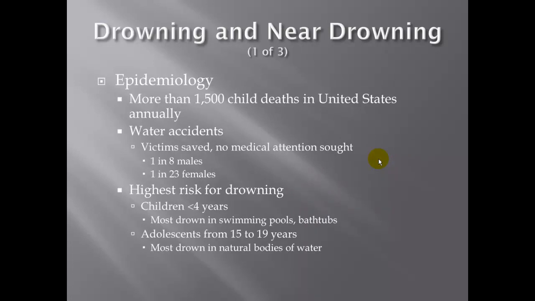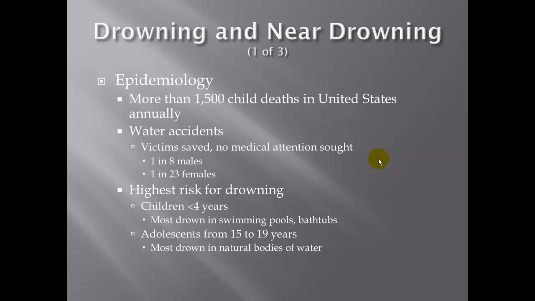Drowning or near drowning. Epidemiology: more than 1,500 child deaths in the United States occur annually from drowning or near drowning. In water accidents, the victim is saved and no medical attention is sought in 1 in 8 males or 1 in 23 females. The highest risk for drowning is children under the age of 4, and most of these drown in swimming pools or bathtubs.